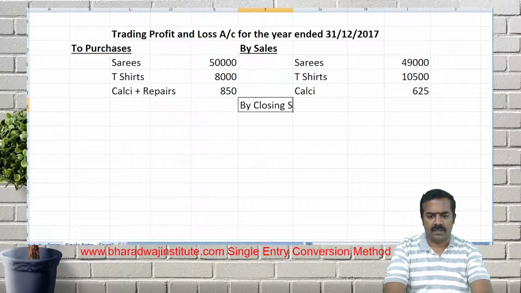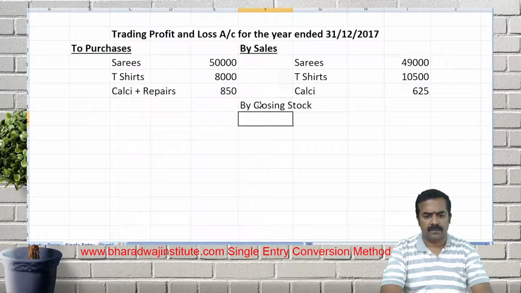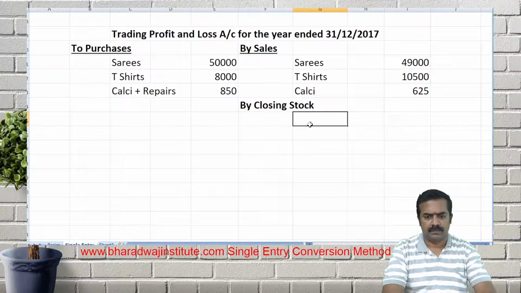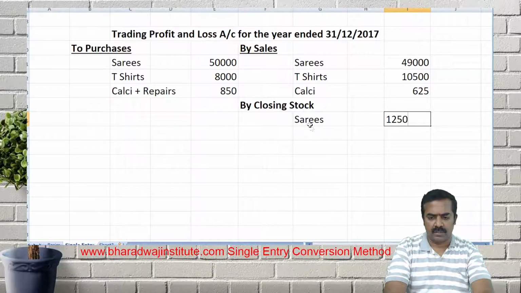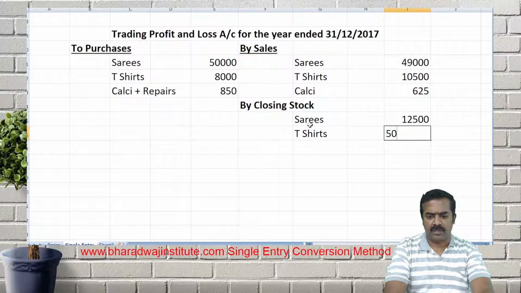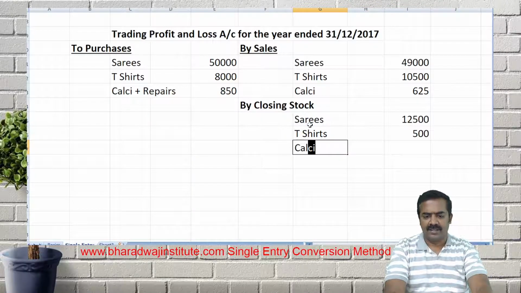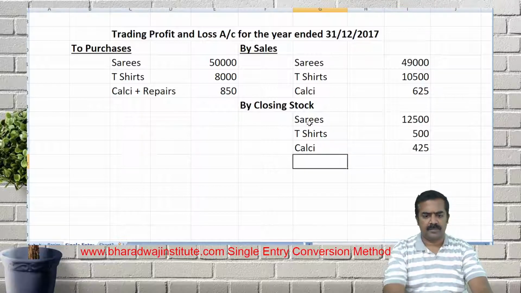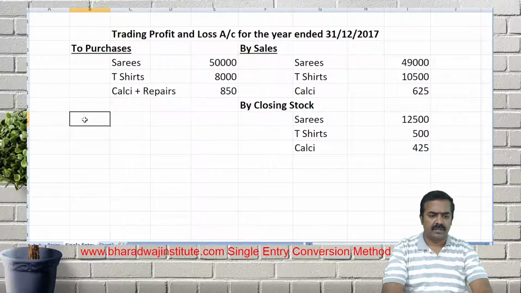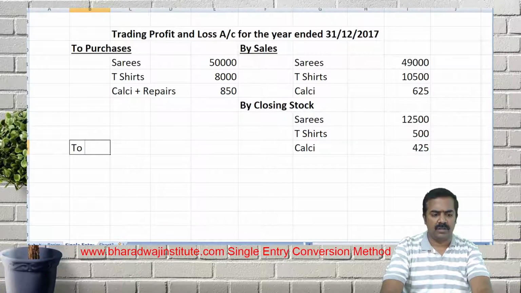By closing stock. What is the closing stock? Check the working note. Closing stock 12,500. Then T-shirts, I'll be lucky enough to get 500 out of them in the money. Calculators also we valued at 425. That's it. Tally and you will get the gross profit.